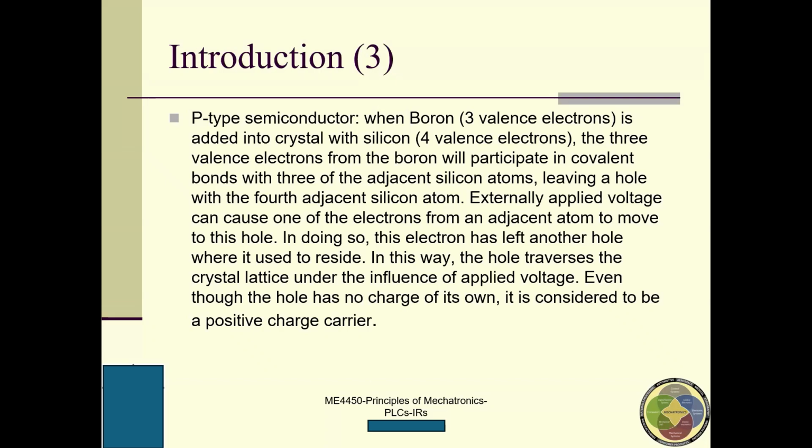So this is the hole. Okay. In doing so, this electron has left another hole where it used to reside, and in this way the hole traverses the crystal lattice under the influence of externally applied voltage. Even though the hole has no charge of its own, it is considered to be a positive charge carrier. You understand, right? Now this time, you can see the hole microscopically.